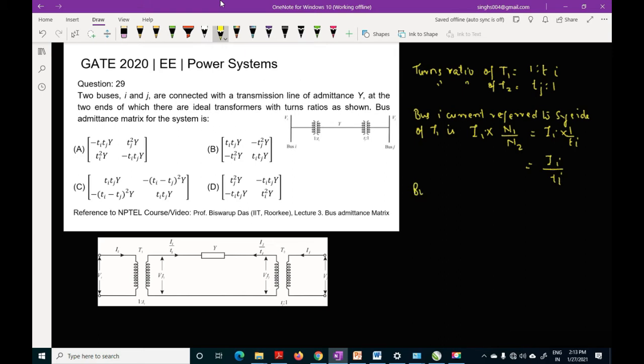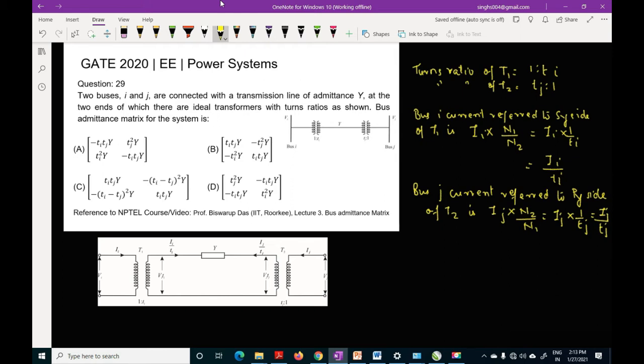Now bus J current referred to the primary side of T2 is Ij into N2 by N1. This is again Ij multiplied by 1 by Tj, which is the given turns ratio, and this is Ij by Tj.